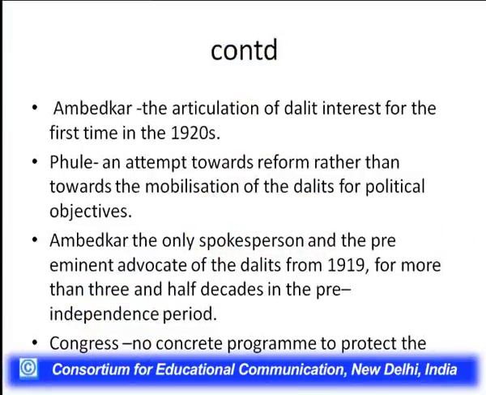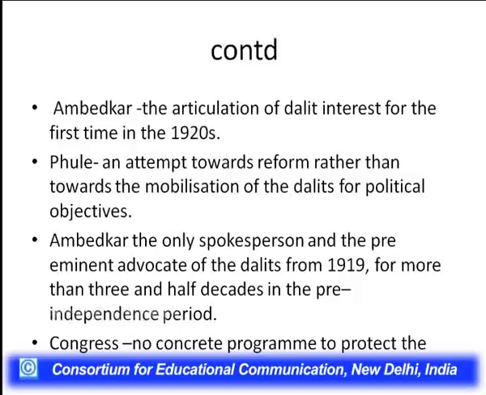In fact, much earlier than Ambedkar, this had already been attempted by Phule, which I have already discussed in one of the earlier lectures, where he attempted to reform rather than politically mobilize them, because Phule was of the opinion that unless and until the social change comes within the Dalit community, within the marginalized sections of society, things are not really going to change. But Ambedkar was a step ahead. Of course, Phule was from the 19th century, whereas Ambedkar was a century later.